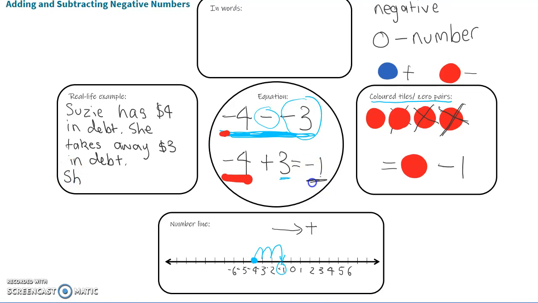That's that negative 1 here. We don't say negative 1 in debt. She has debt. Okay, she has negative $1 left. That's the basic gist of it.